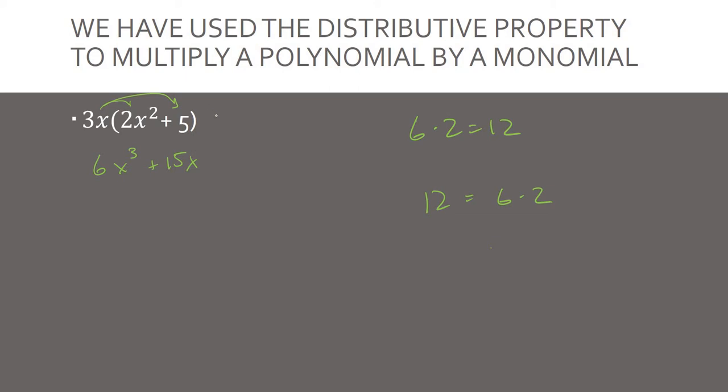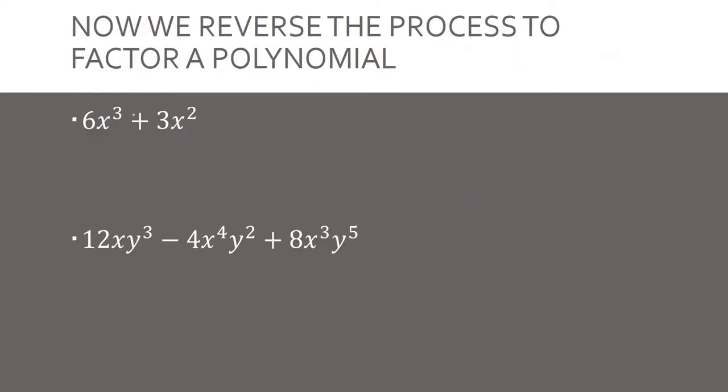So when we talk about polynomials, this is our multiplication process. Our factoring is going to be using the distributive property to pull out the greatest common factor. So let's look and see how that works. So now we're going to reverse the process to factor a polynomial. So let's look at this one first, 6x cubed plus 3x squared. We're looking for a monomial times a binomial. In other words, the factors, the multipliers that created this to begin with.